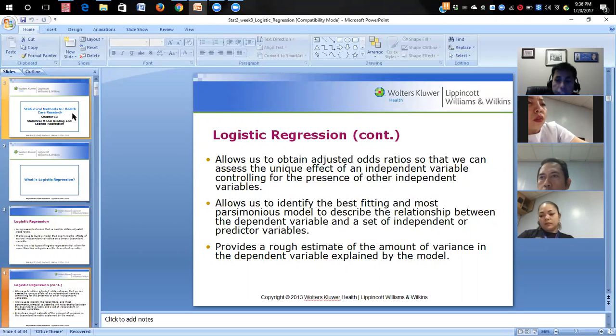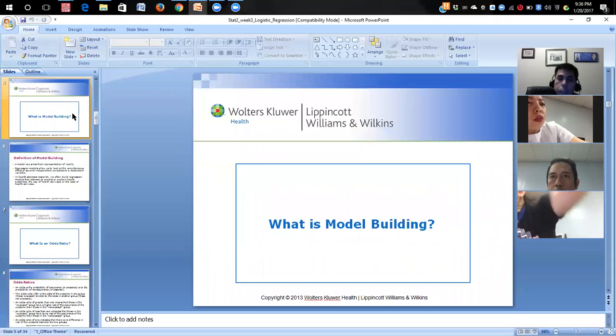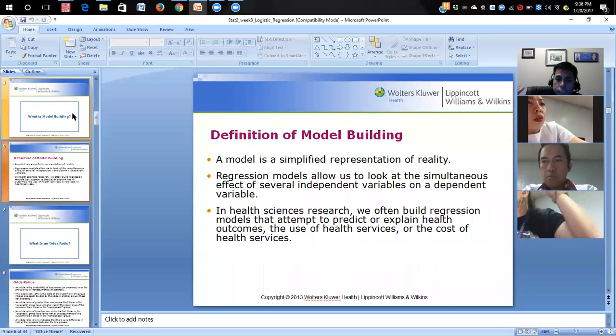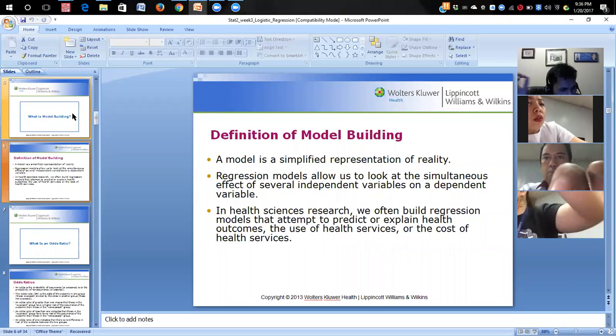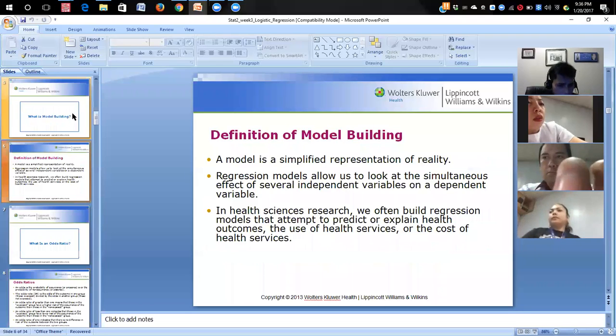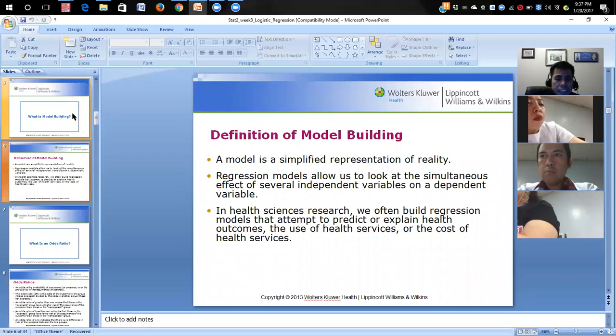It gives you a rough estimate of the amount of the variance of the dependent variable as explained by the model. So model building is the key, and remember that simple linear regression, logistic regressions, and later on we will move on to multiple regressions, are all under the umbrella of generalized linear modeling, which utilizes the OLS or the MLE mathematics.